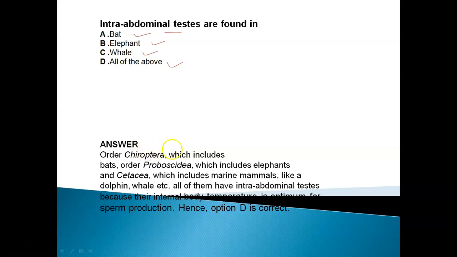Why? Because these aquatic organisms generally have the aquatic environment, and their internal body temperature is optimum for the sperm production. So there is no need for the testes to descend and come outside the abdominal cavity. So what will be the answer here? That is D, all of the above. Now the next question we'll see.